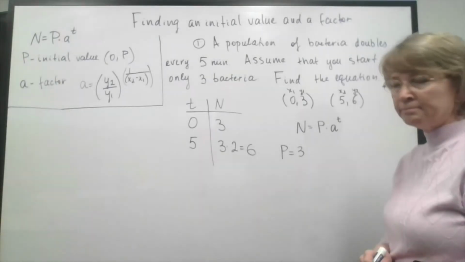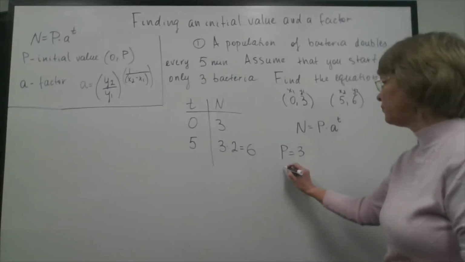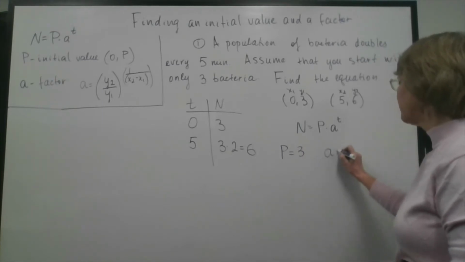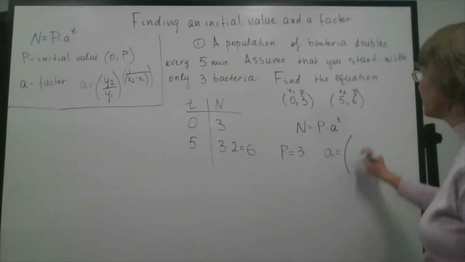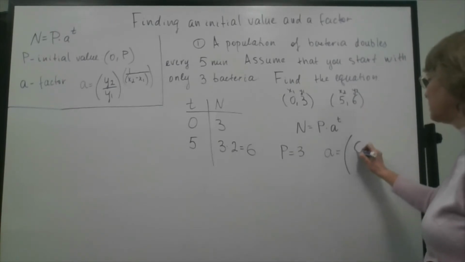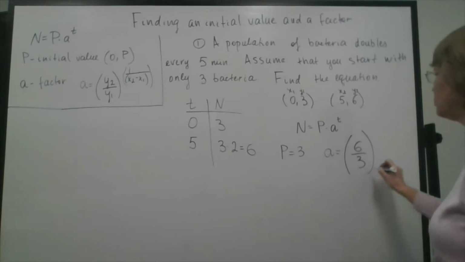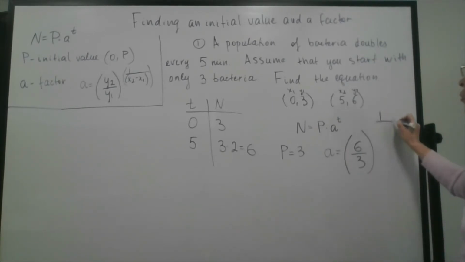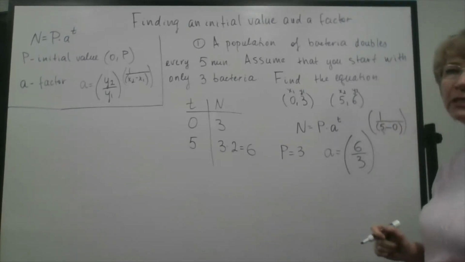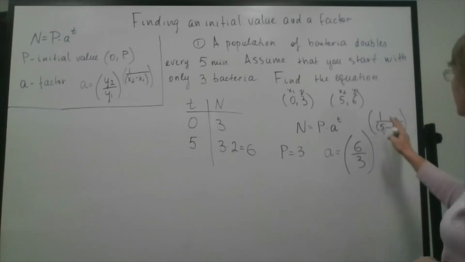Do we know A? No, we don't know A. We need to find A. So let's put it right here. A is equal to y2, that is 6, divided by y1, that is 3, to the power 1 over, parenthesis here, my x2 is 5, x1 is 0. And it's a good idea to put parentheses here, especially if you have a TI-83 calculator. Type it carefully.